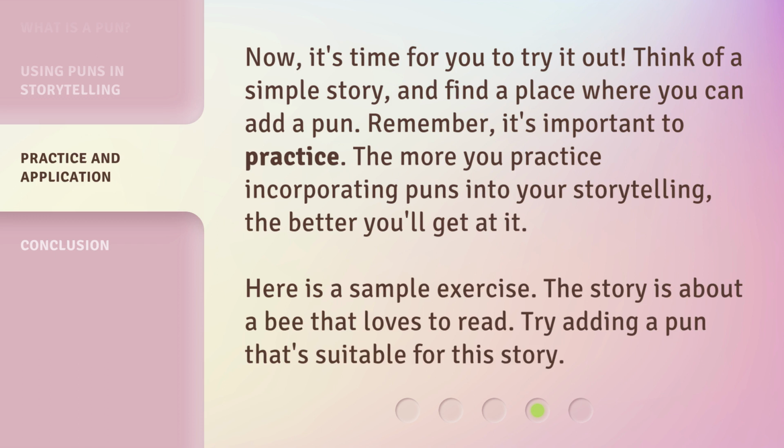Here is a sample exercise. The story is about a bee that loves to read. Try adding a pun that's suitable for this story.